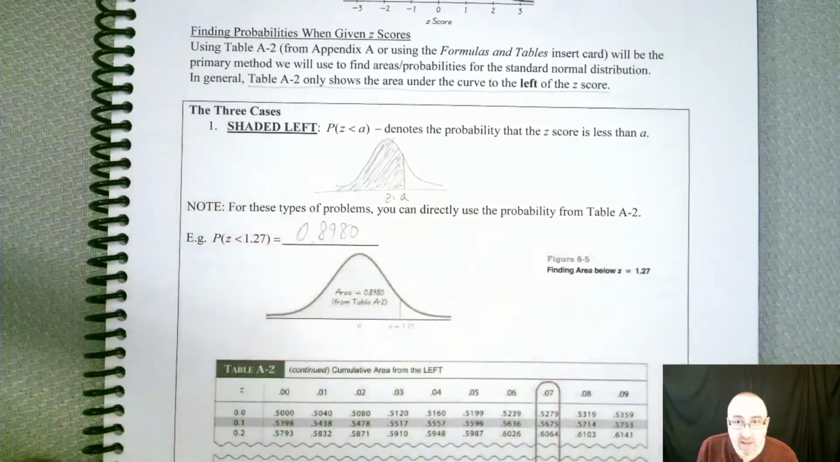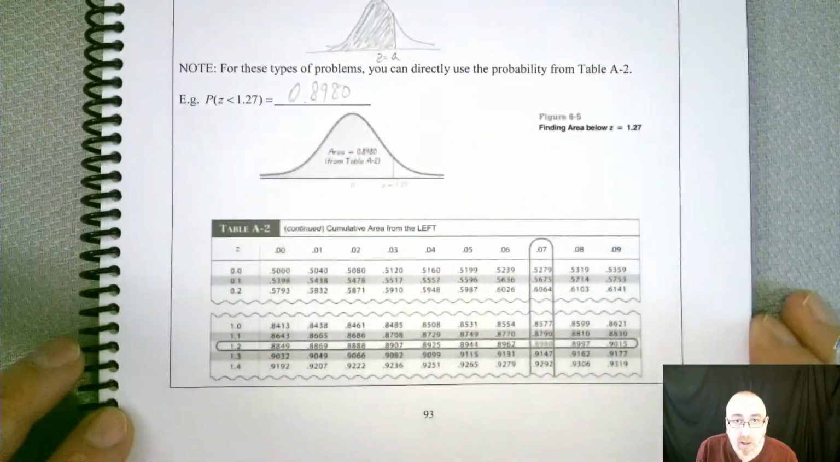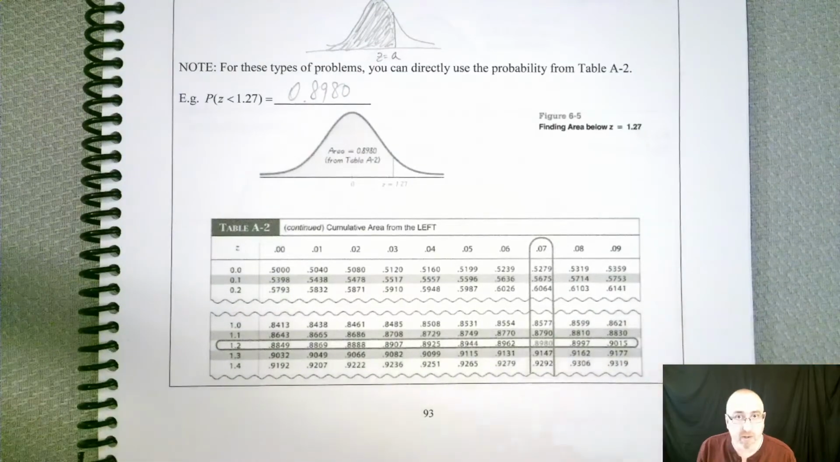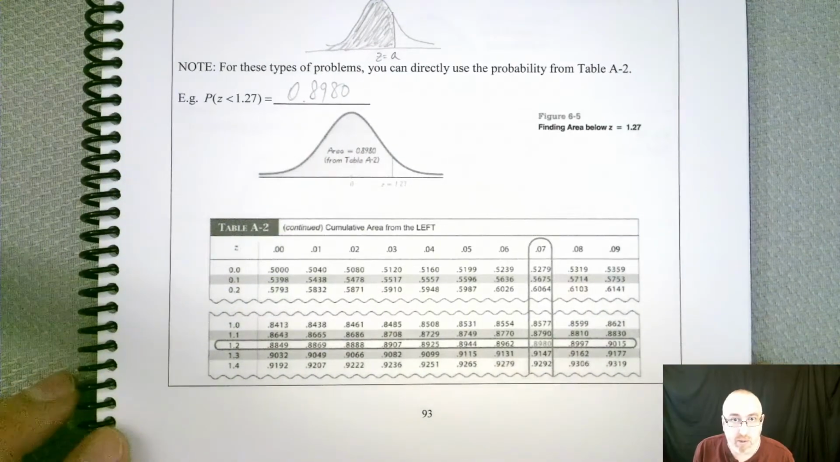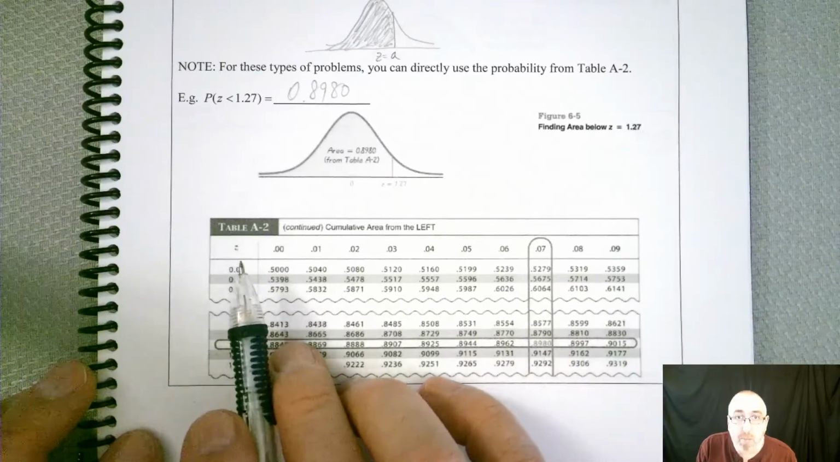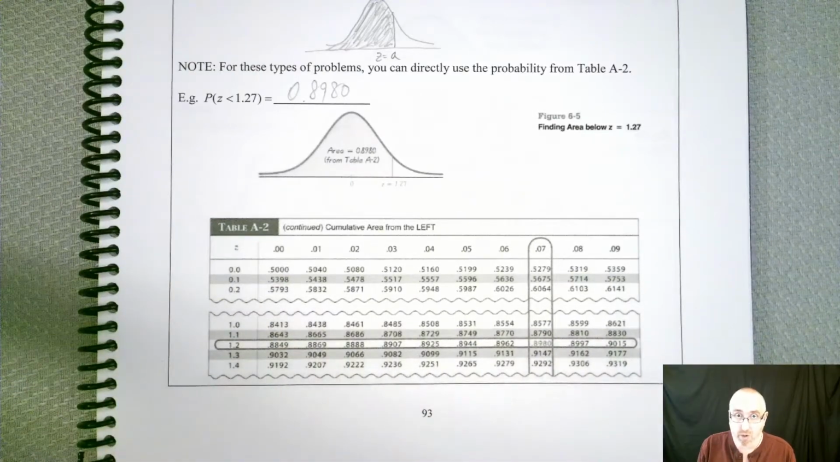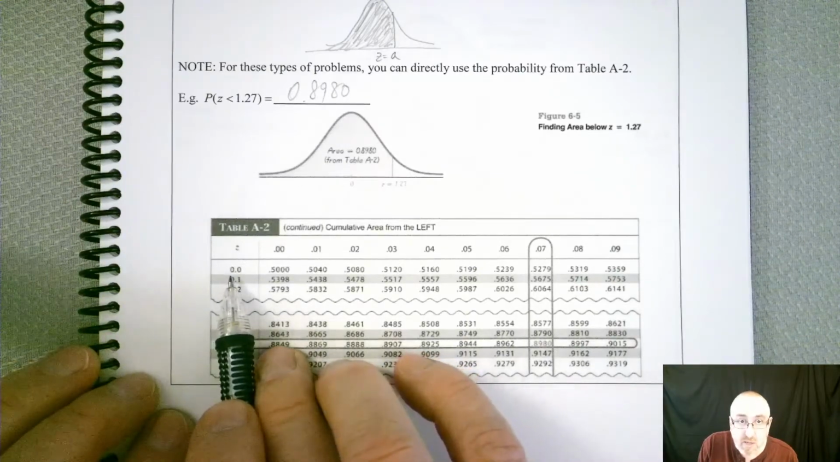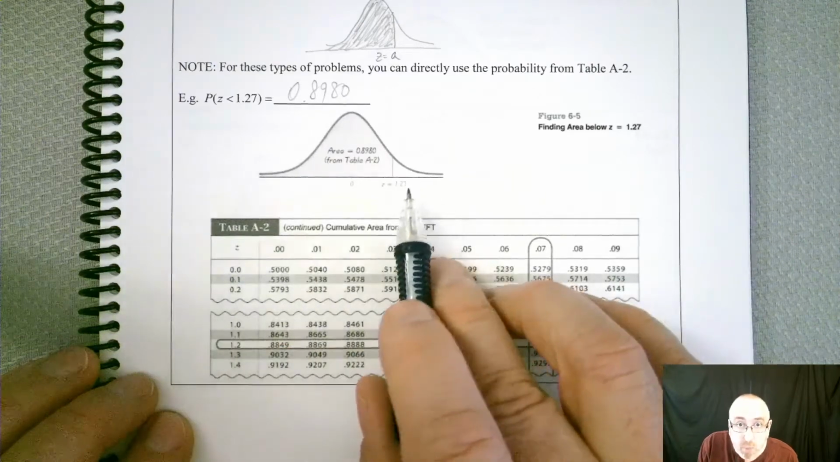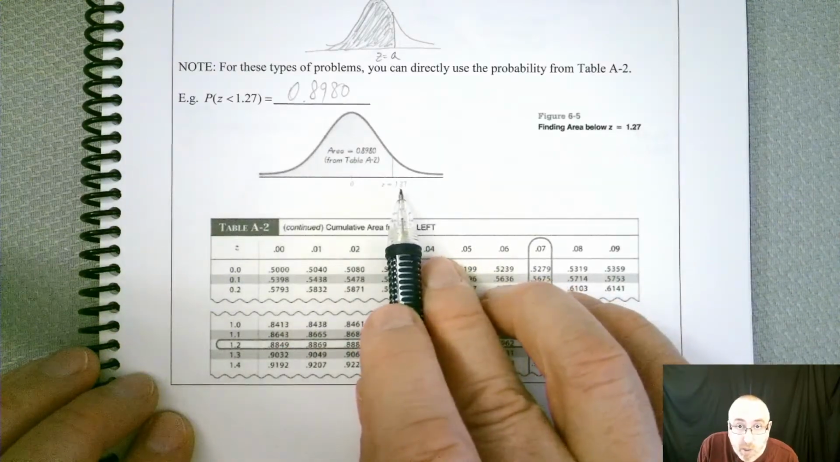Now, how did they get that from the table? Well, there's a little cutout from the table, and I'm going to pull up the table and show you exactly how to do it as well. But the big thing to keep in mind is that the table breaks apart your z-score into 2 components. So you got the first digit, the decimal point, and the 0. So in this case, 1.27, we want the 1.2 part.